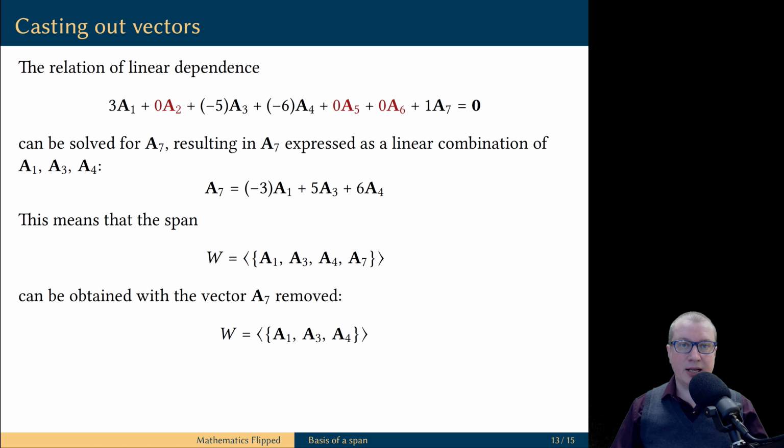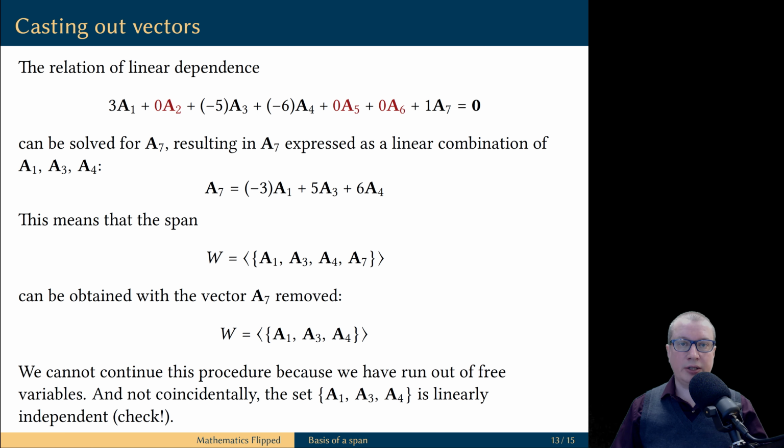As before, this tells you that you can discard the vector a7 from the list of vectors and still obtain the same span. Now, we cannot continue this procedure because we exhausted all free variables. Moreover, the set of remaining 3 vectors is in fact a linearly independent set. Please check that indeed the first, third, and fourth vectors from the original set T form a linearly independent set. This means that no further reduction is possible. We cannot discard any more vectors. Why this is the case, we will understand a little later.